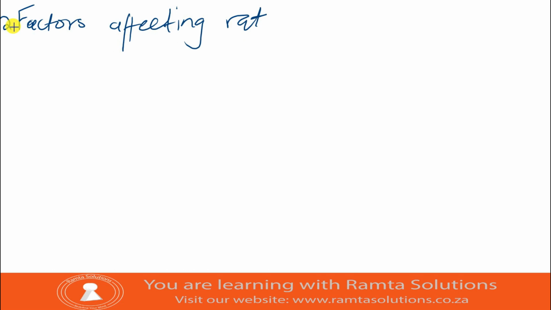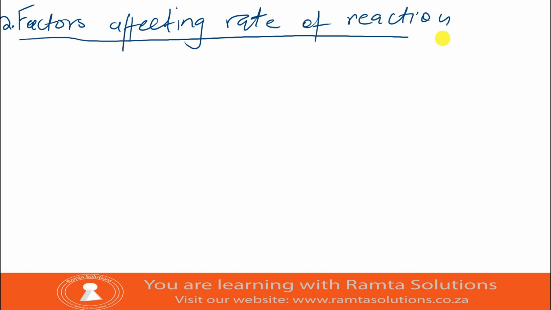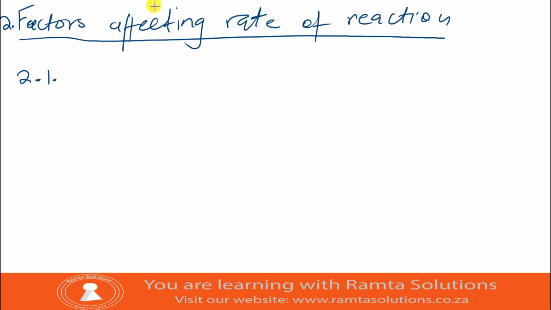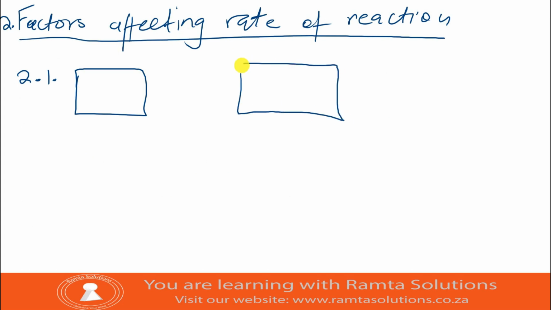So this is item number 2, factors affecting a rate of reaction. We mentioned that there are 6. So I'm going to start with concentration, like we started in the scope slide. Now, remember, when we talk of concentration, I want to give you an example. Let's say we have 2 containers here. Please assume that the containers are equal in size.